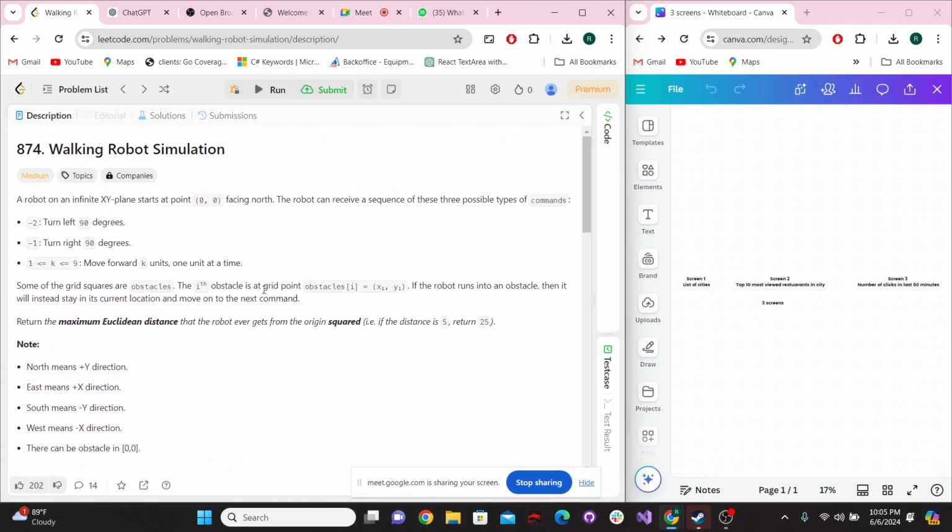Okay, so just open up this walking robot simulation problem in LeetCode. Just tell me what kind of approach we can take.